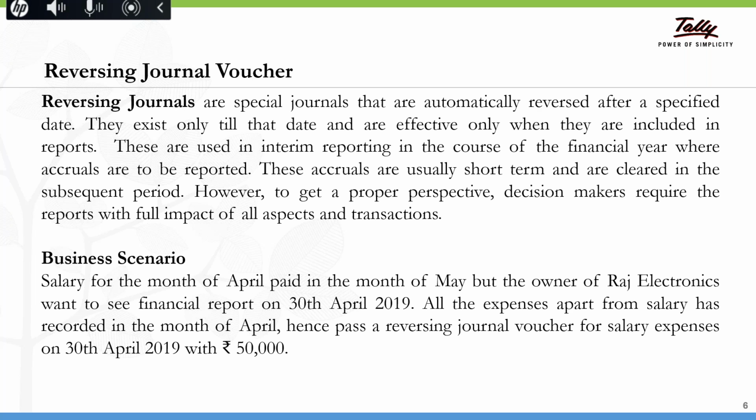Every month salary will be paid in the next month. Okay, salary for the month of April is paid in the month of May. But the owner of Raj Electronics wants to see the financial report on 30th April 2019.